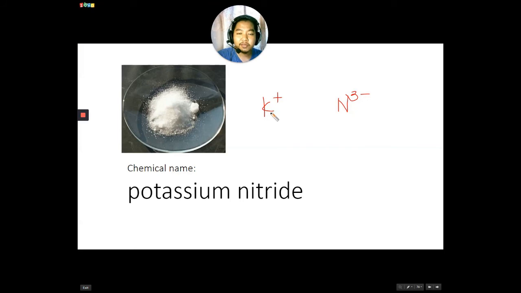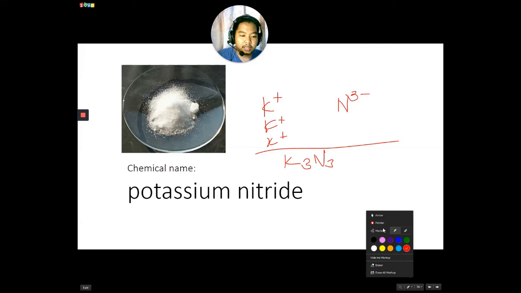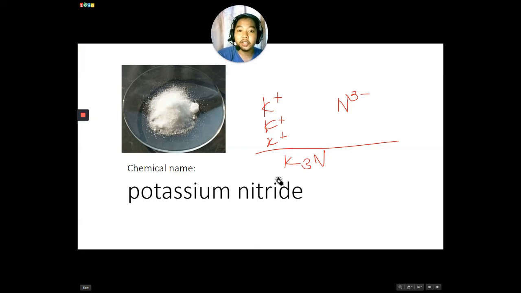Balance? Of course not. So, we add another K. 2, 3, not yet. So, we add another 1. And then, there you have it. K3N. N3 negative, N lang. We no longer, by the way, write the charge when we write the compound, because they are neutral already.